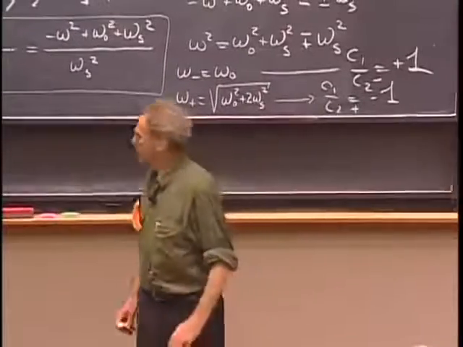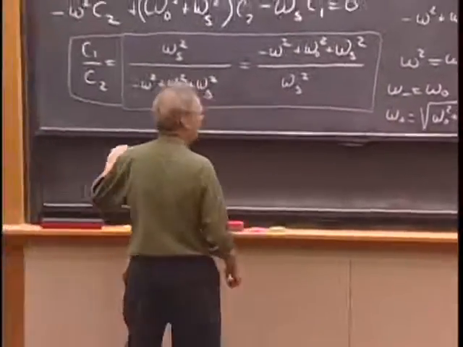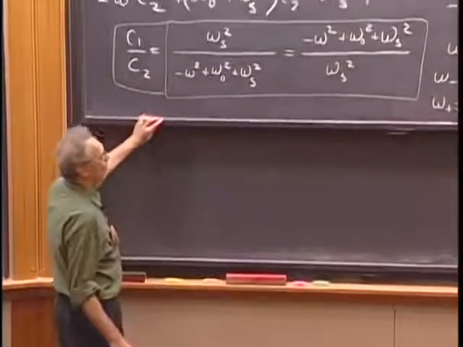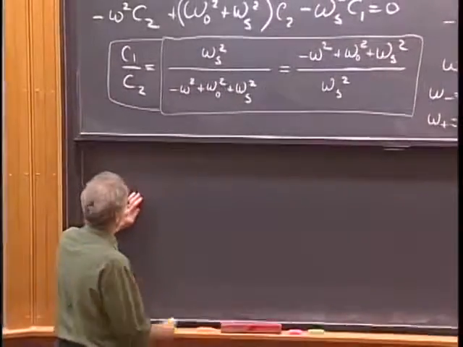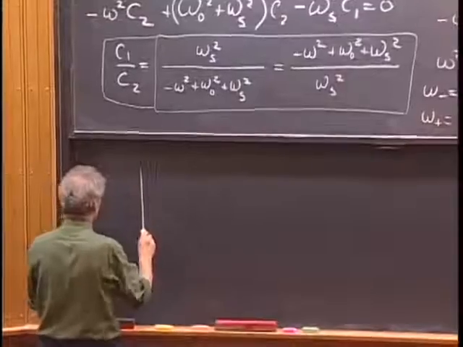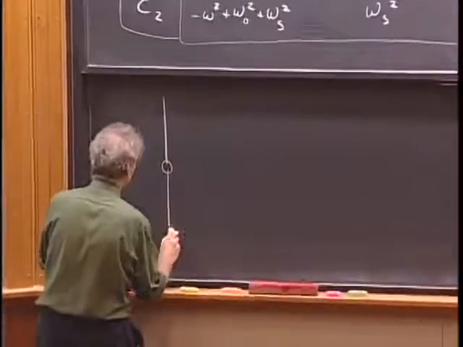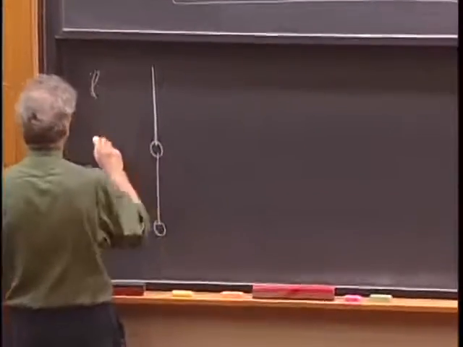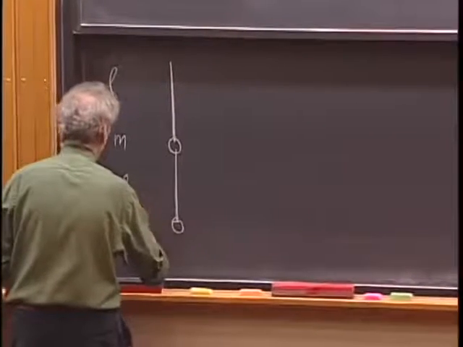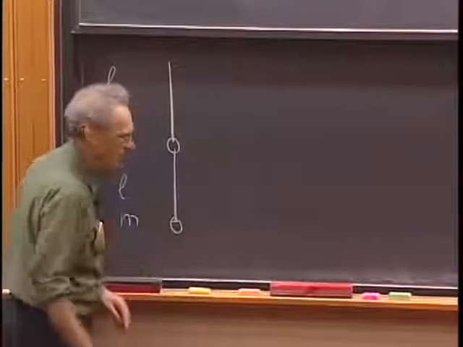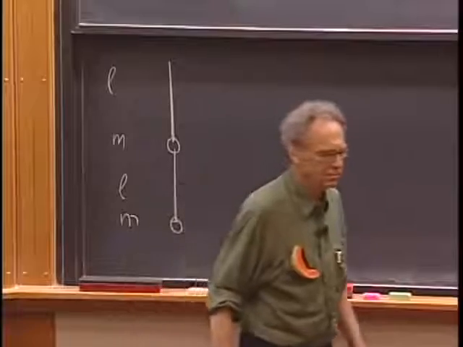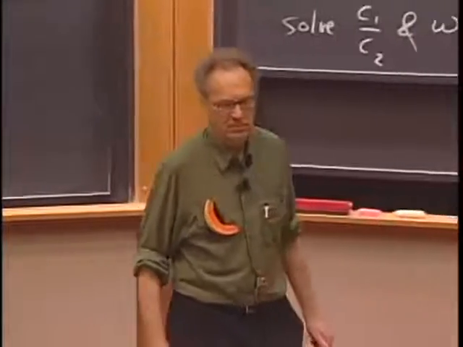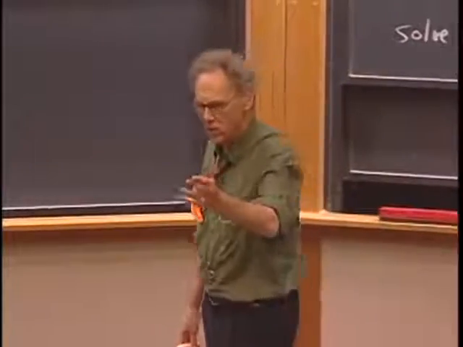So now you may think erroneously that life is easy. Oh, that's far from the truth. Suppose you have something as simple as this. L, M, L, M. It's called a double pendulum. There's no symmetry. I want to test your intuition.